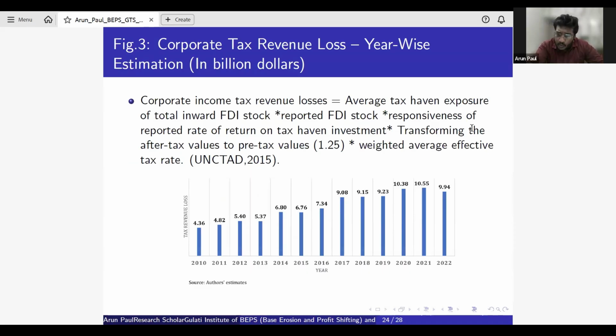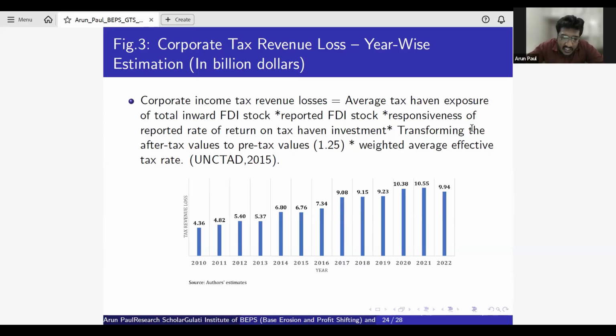given by the equation given by OECD, where corporate income tax revenue losses is given as average tax haven exposure of total inward FDI stock, into reported FDI stock, into responsiveness of reported rate of return on tax haven investment, which we calculated from that ratio, and transforming the after-tax value into pre-tax value, because FDI is given as after-tax value. So we have to convert into pre-tax value using the weighted average effective tax rate, which will vary according to each year.